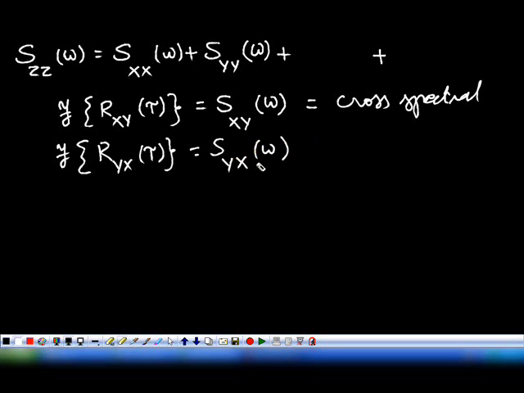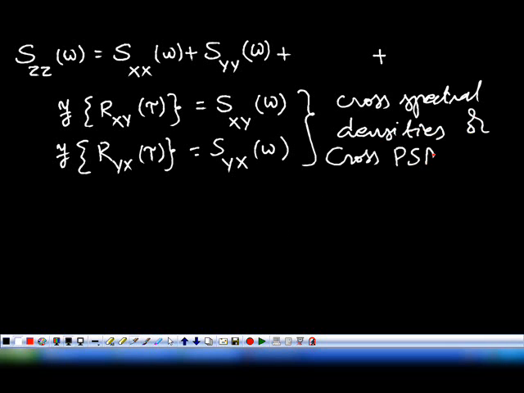These two functions, we already know that Rxy and Ryx are called the cross correlation functions. In the same manner, Sxy and Syx are called cross spectral densities, or cross PSDs. Cross spectral densities or cross power spectral densities. Therefore, this is Sxy and this is Syx.